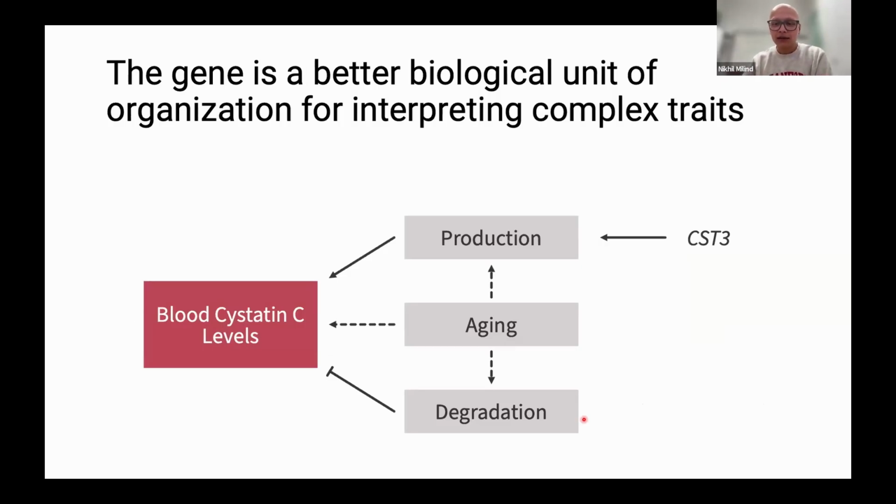So maybe it's helpful to step back and think about what we mean by understanding the biology of a trait in the first place. So, for example, let's say I'm interested in this trait called blood cystatin C levels. And cystatin C is just a measure of kidney function. So, higher cystatin C is generally worse for you, worse for your kidney. And maybe if I'm a biologist, I want to understand, what is the process that produces cystatin C? What puts it into the blood? What's the degradation process? And there are some other endophenotypes that you might be interested in, like aging, for example. And ultimately, what we really think about is genes, right? We think about gene products and how they interact and how they form these processes that then lead to the trait that we care about. And so, really, the picture we want is at the gene level and not the variant level.